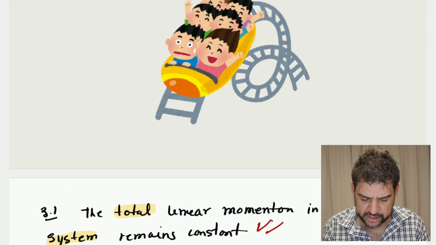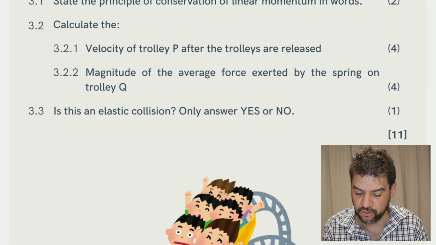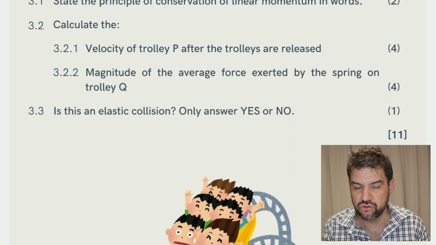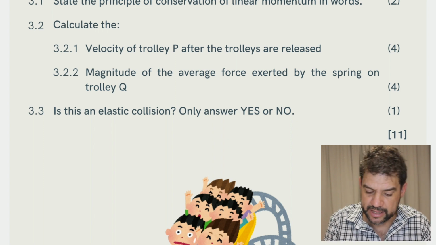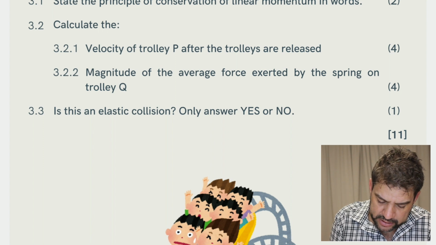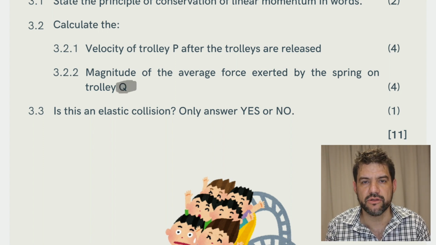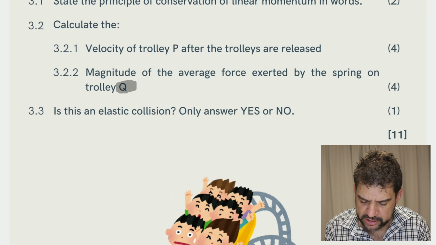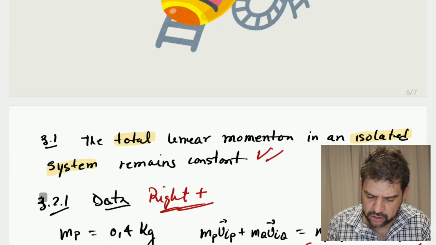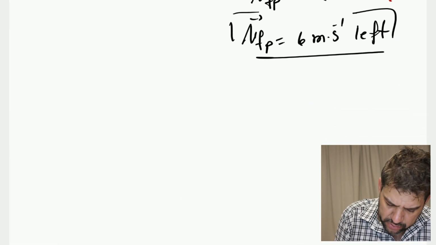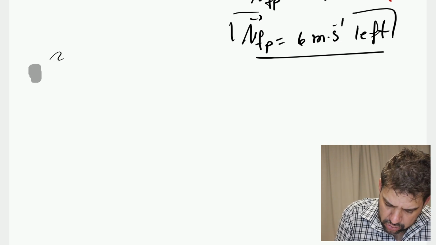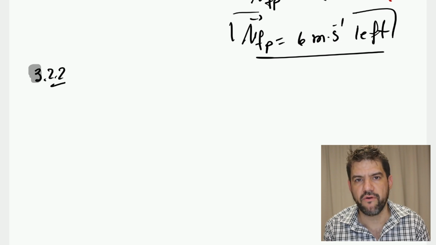Now, the next question is: calculate the magnitude of the average force exerted by the spring on trolley Q. So we have to use the data for trolley Q, guys. That is important to have in mind here. For this one, we are going to use Newton's second law in terms of momentum. This one is question 3.2.2.